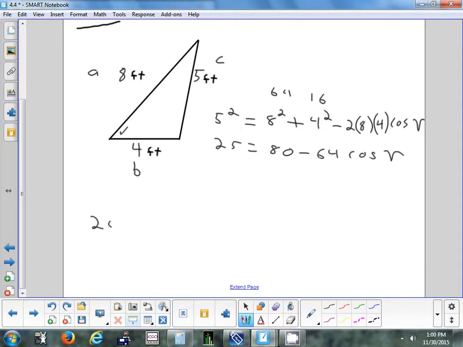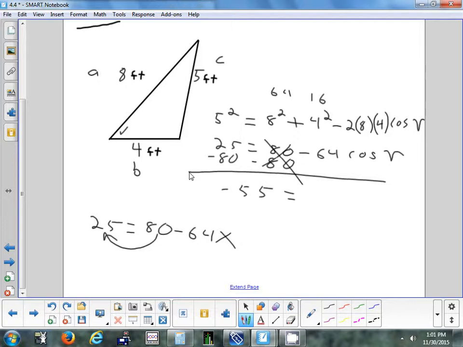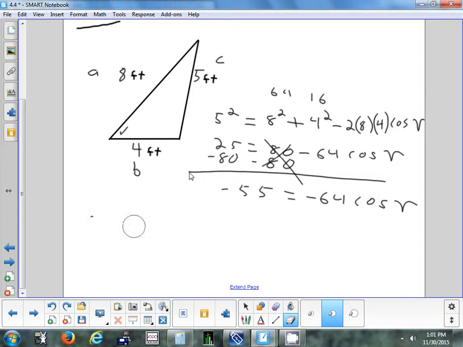Think about if it was 25 equals 80 minus 64 x. 64 is multiplied by something you don't know. Yep. Minus the 80 first. You're going to bring that 80 to the other side. You can't do 80 minus 64 because of that cosine gamma. Okay, so that's gone. 25 minus 80 is negative 55.